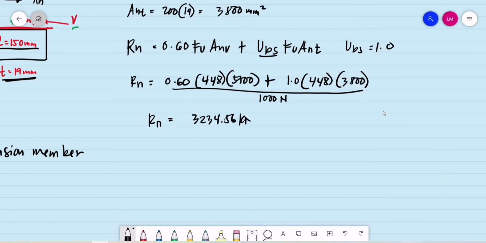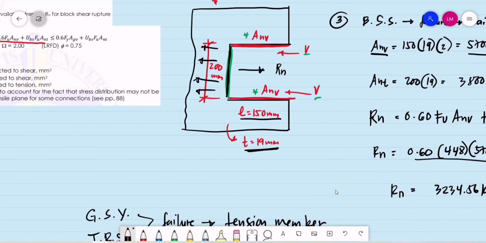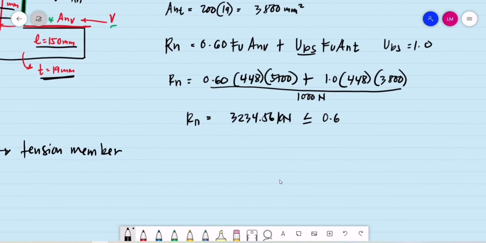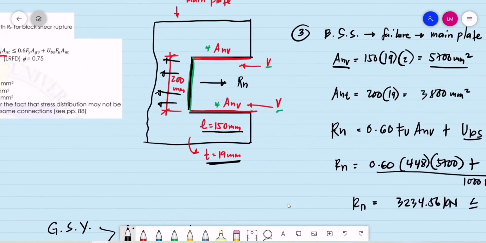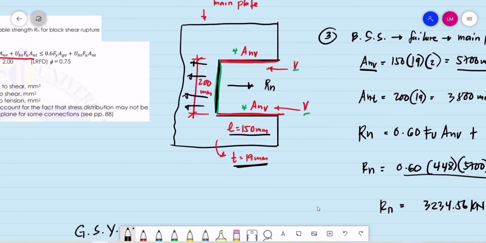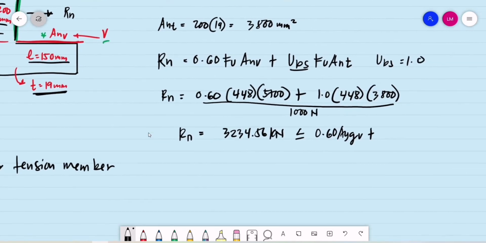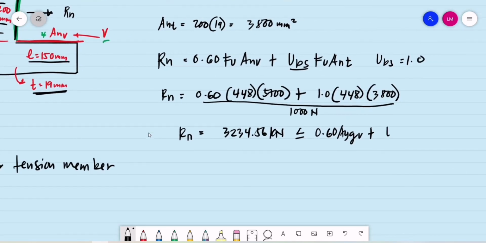3234.56 kilonewtons. But this value should be less than or equal to 0.6. Again, from that equation, 0.6 AgvFy plus UbsFuAnt. So we have Ubs Fu multiplied by Ant.